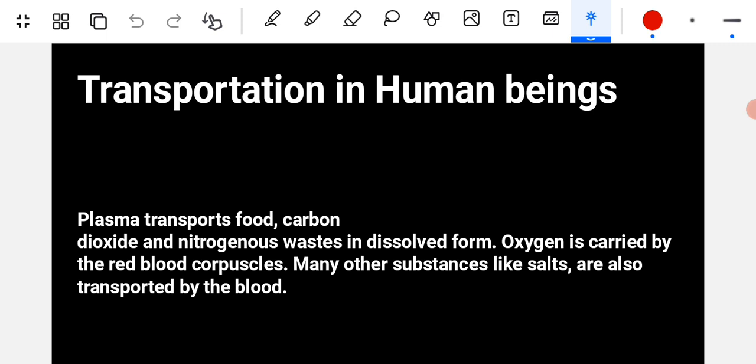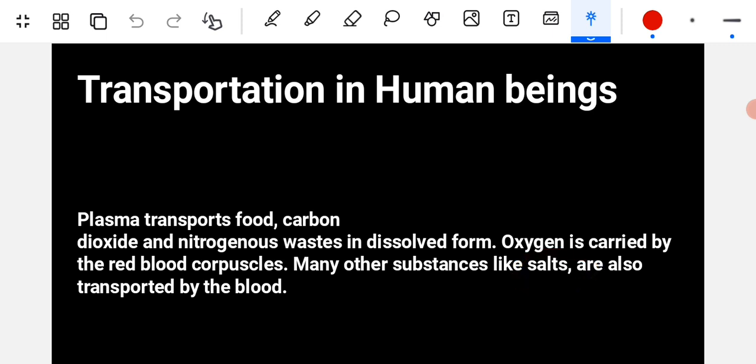But most of the transportation, like food, carbon dioxide and nitrogenous waste, is transported by plasma itself in dissolved form. And the oxygen is carried by the pigment, which is hemoglobin, which is present in the red blood cells. Also other materials, for example salts, are transported by the blood.